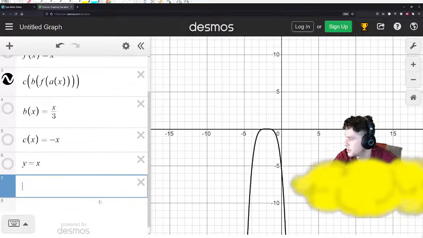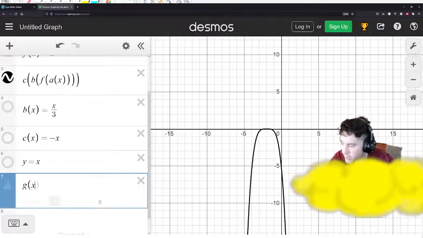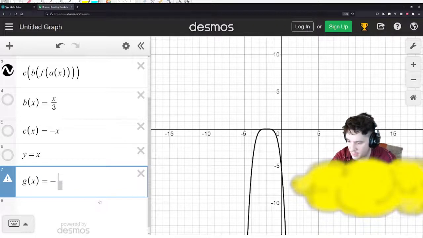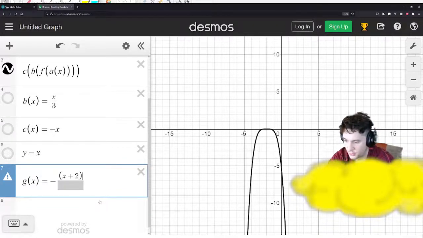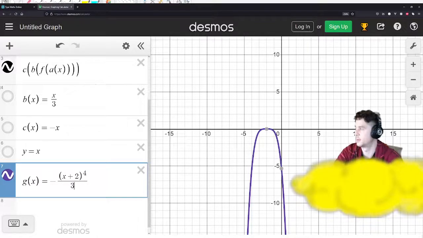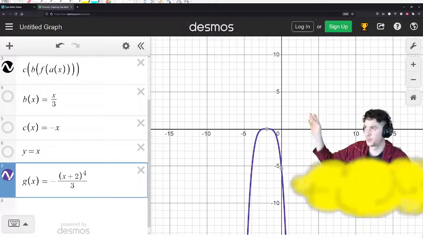And just for good measure, let's check. We know that g of x is equal to negative, and then we've got (x plus 2) to the 4, and that's all over 3, and there we can see that is a perfect match. Goes right over the top of our composite function.